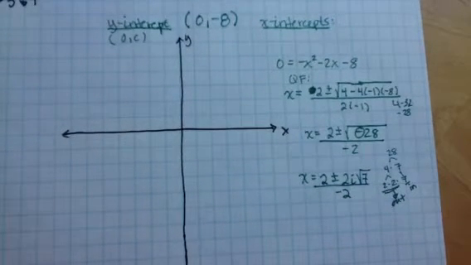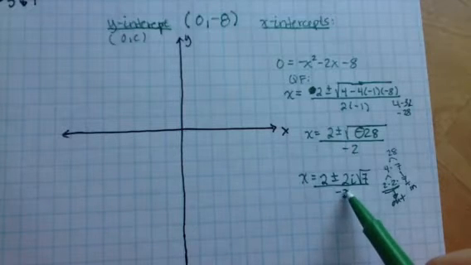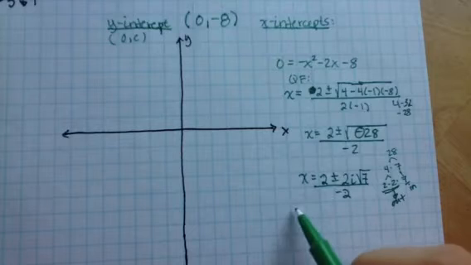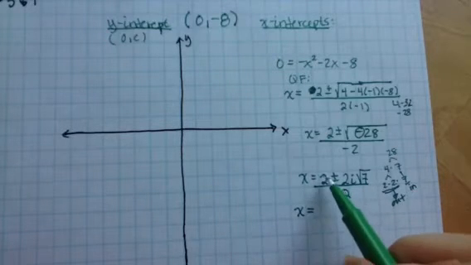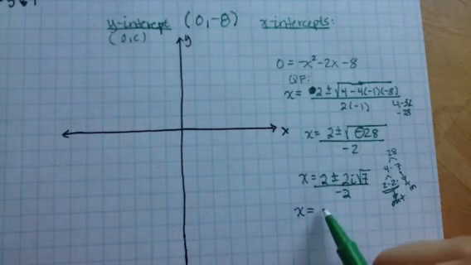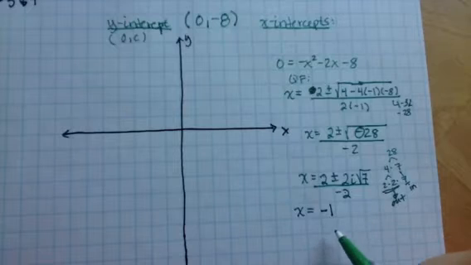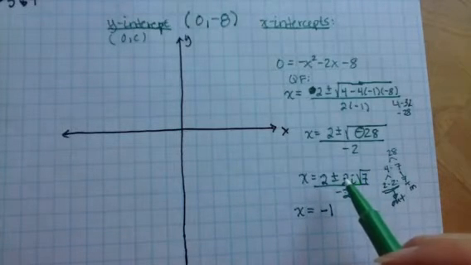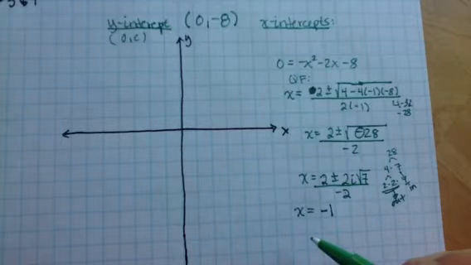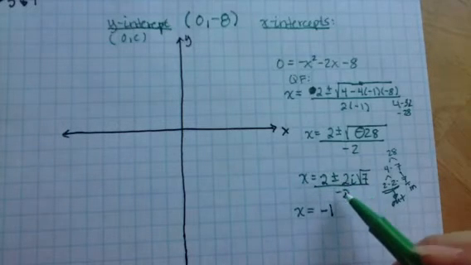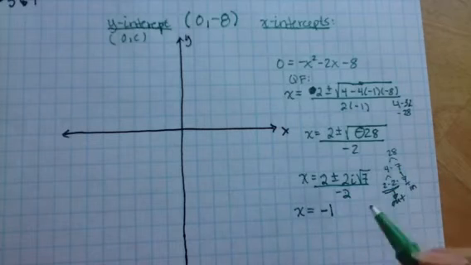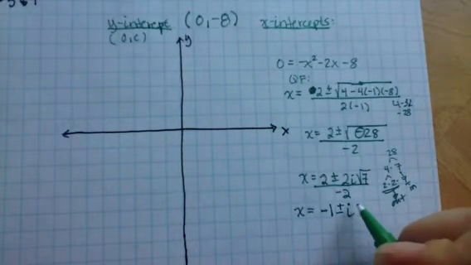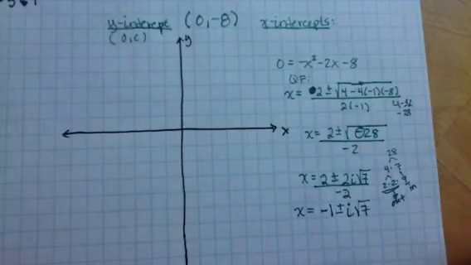Now remember, we want to simplify this if we can. Since we have 2's in all 3 spaces here, we can divide them all. So x will equal, well, 2 divided by negative 2 is negative 1. And then when you have a plus or minus, if I divide the positive 1 by negative 2, I'll get the negative 1. If I divide the negative 2 by negative 2, I'll get the positive 1. So it still remains plus or minus, and I have i times the square root of 7.